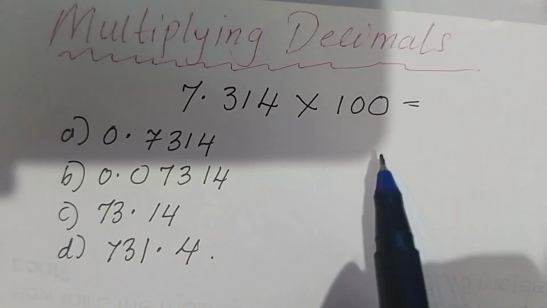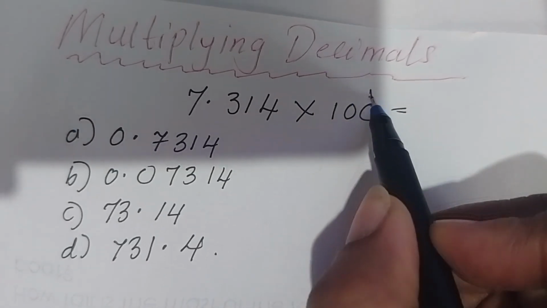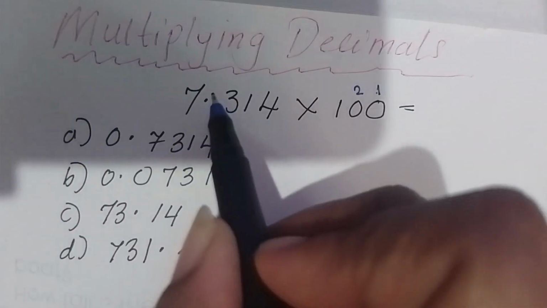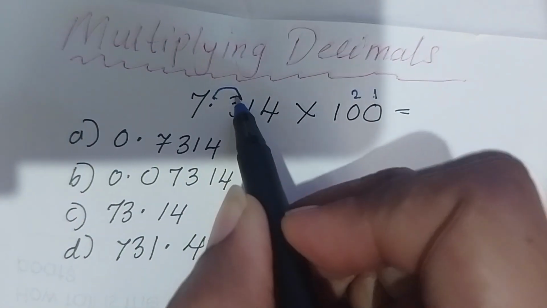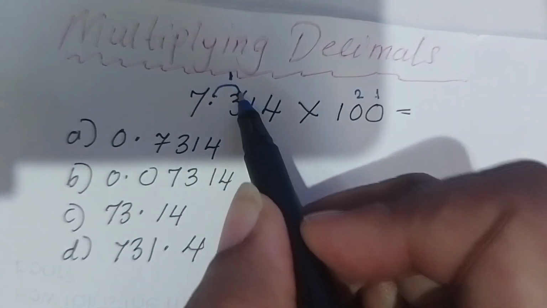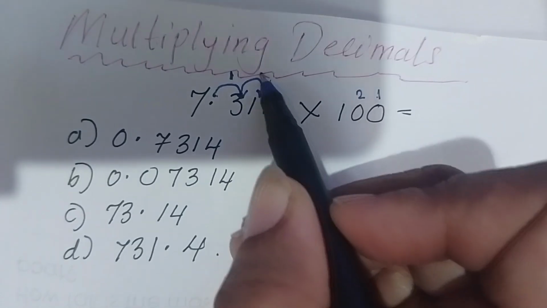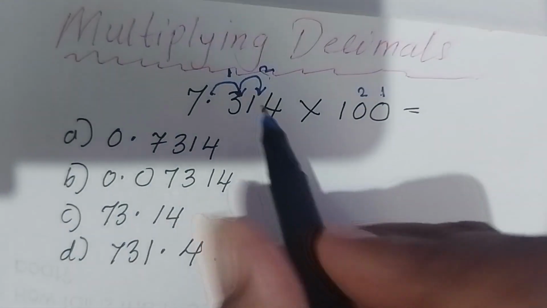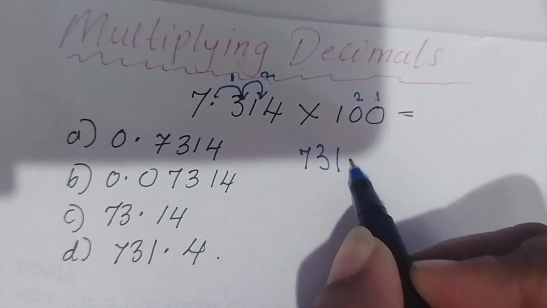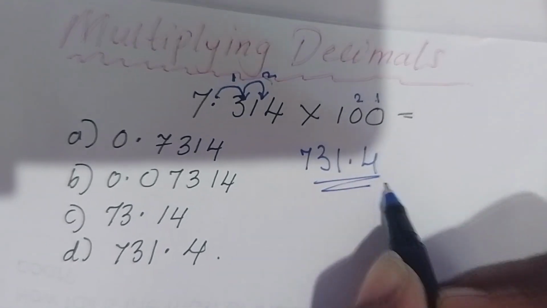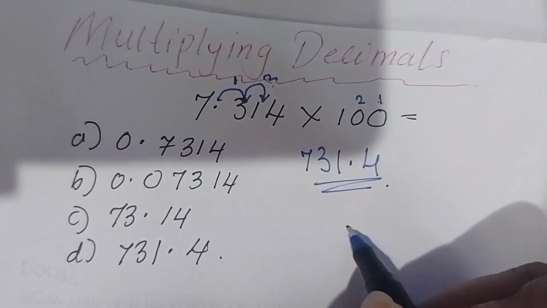Okay, so let us see, 1 0 2 0. So we'll move this decimal here 1 step and another step, 2 places. So the answer will be 731.4, which is D.